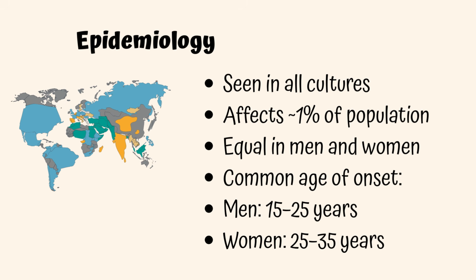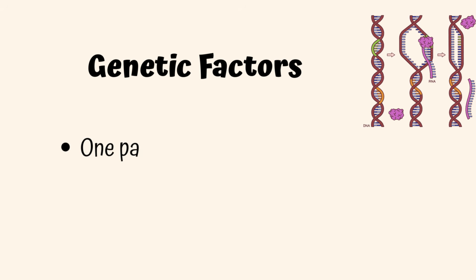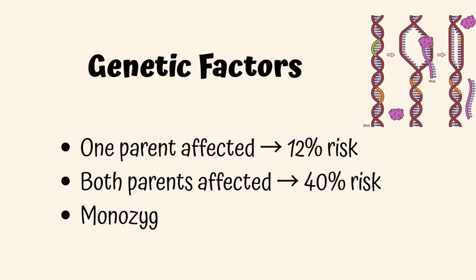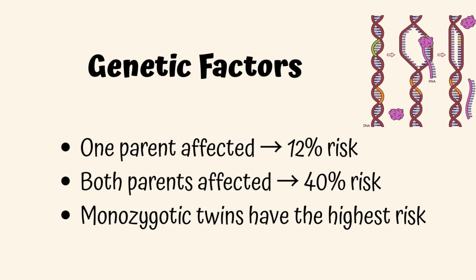And in etiology, which means why does schizophrenia occur? This is multifactorial, there is no single cause. So, in genetic factors, risk increases with family history. If one parent is affected, there is a 12% risk, and if both parents are affected, there is a 40% risk, and if they are monozygotic twins, they have a higher risk.